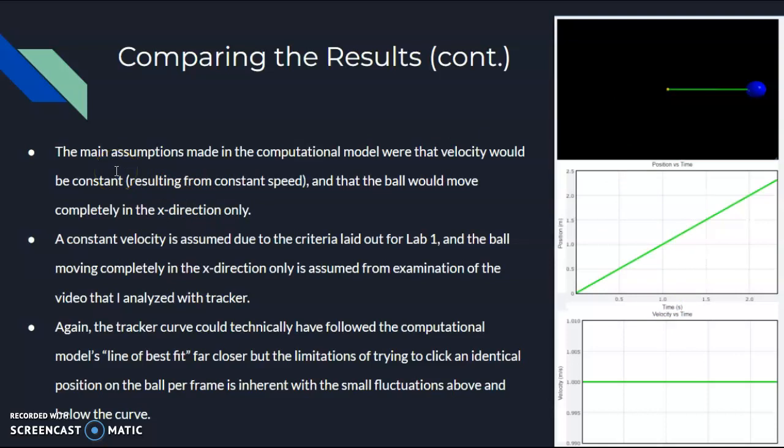Okay, so the main assumptions that we can make for the computational model were that velocity would be constant because of the constant speed criteria, and the ball would move completely in the x direction only. The constant velocity is assumed due to the criteria, and the ball moving completely in the x direction is only assumed from examination of the video that I analyzed with Tracker, where the ball is just rolling sideways, or to the right, on a completely flat plane, or seemingly. Again, the tracker curve could technically have followed the computational model's line of best fit far closer, but the limitations of trying to click an identical position on the ball per frame is inherent with the small fluctuations above and below the curve on the previous slide.